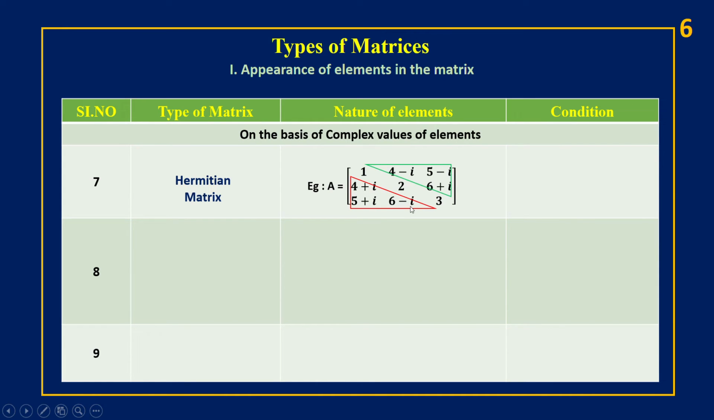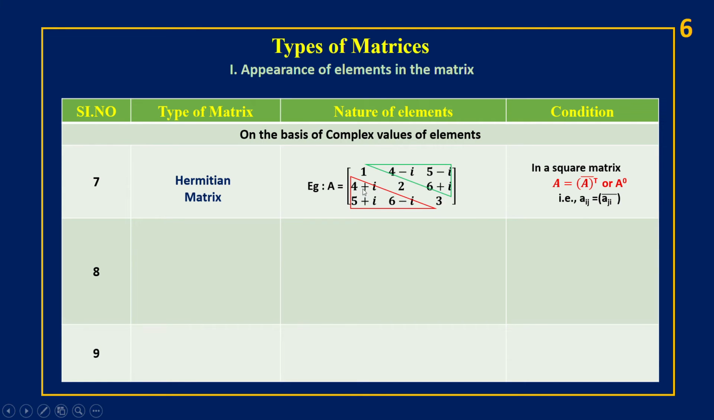So hence we can define the condition in a square matrix: A equal to A bar transpose. A bar is the representation of the complex conjugate of the matrix. Or it can be otherwise represented as Aij equal to Aji bar, that means the conjugate of Aji.